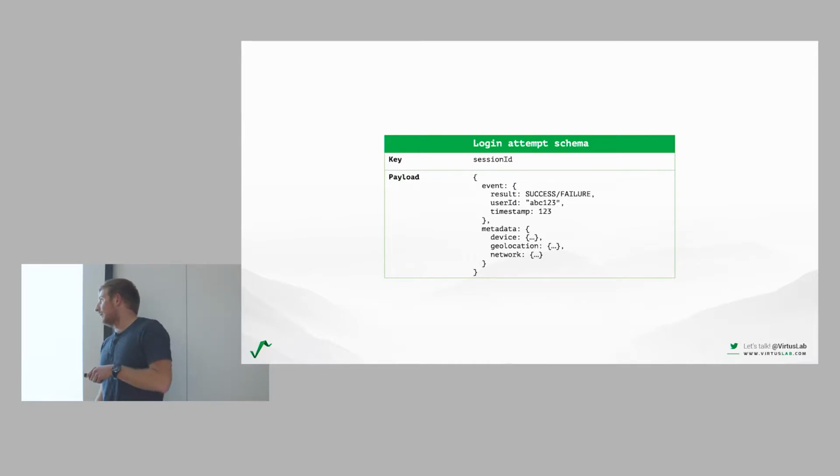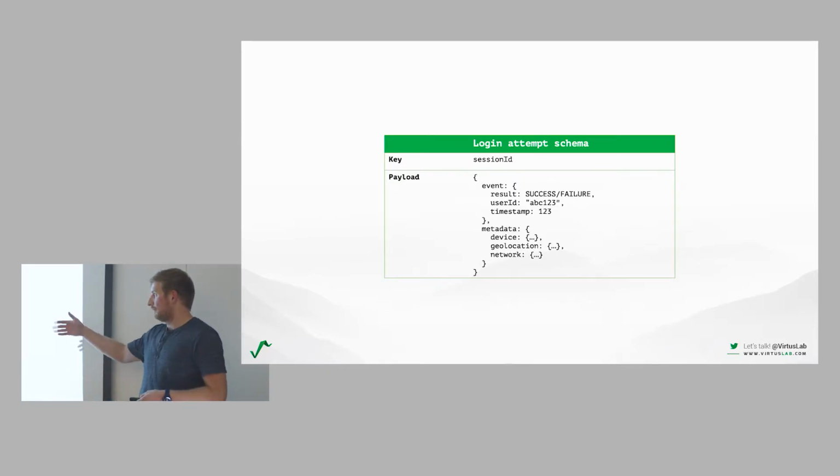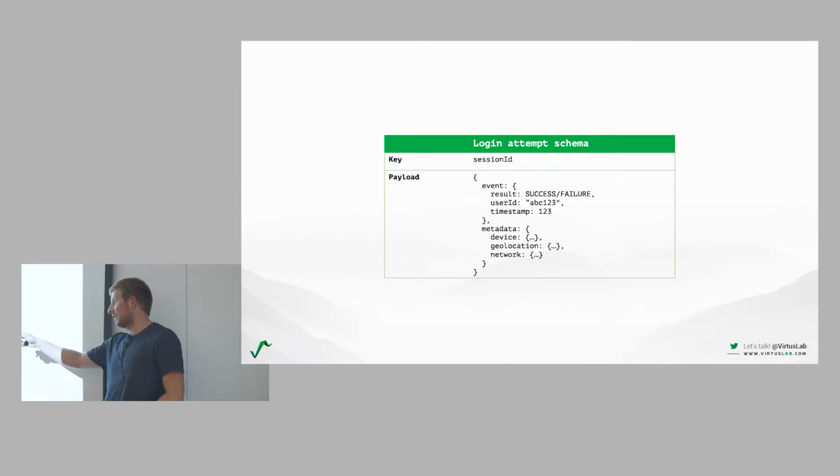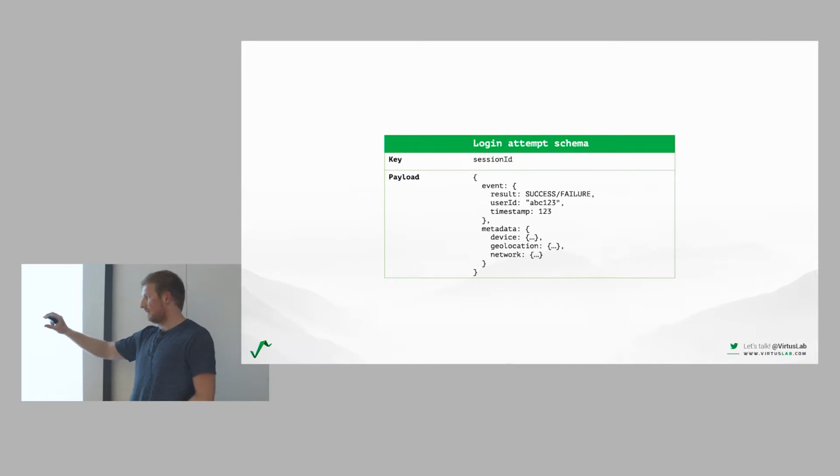Let's now define an input in a bit different way. So we have a message that is a login attempt, and here is the schema for it. We have a key of the message, which is the session identifier, and I have structured the event into two sections: event-specific data and metadata about the attempt.